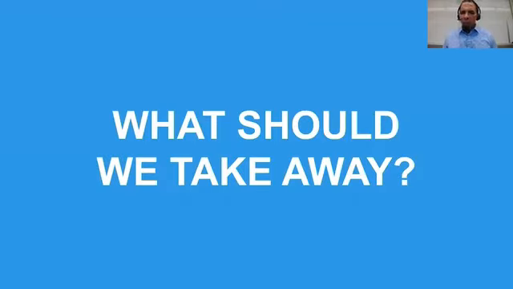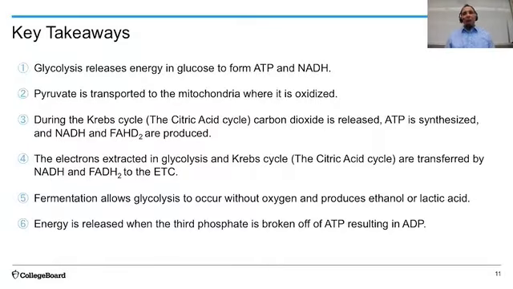And so what should we take away? Great question. A lot of key takeaways here. Again, I would pause the video and maybe see how your initial questions match up with the key takeaways. Glycolysis releases energy and glucose to form ATP and NADPH. So again, glycolysis is a process that all living things do. That pyruvate is transported to the mitochondria where it's oxidized, and again, oxidized, losing some electrons. During the Krebs cycle or the citric acid cycle, carbon dioxide is released.